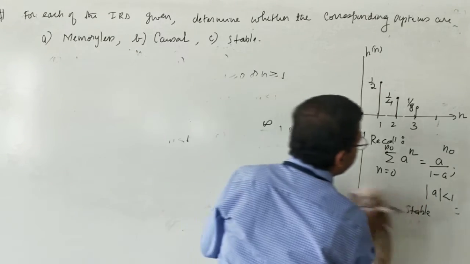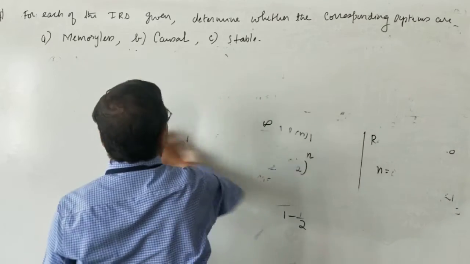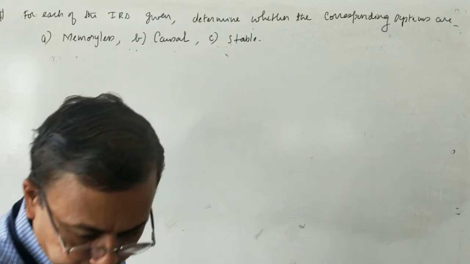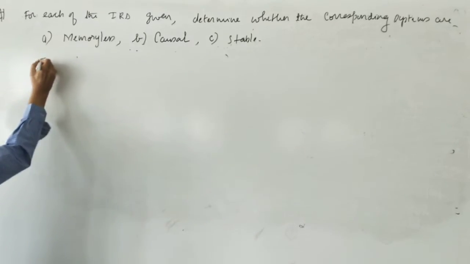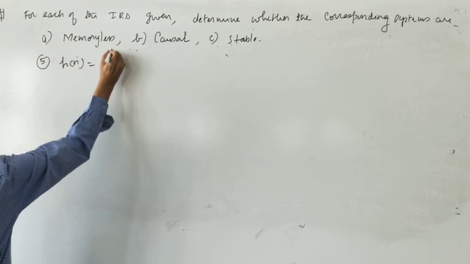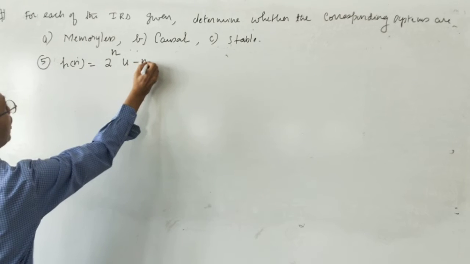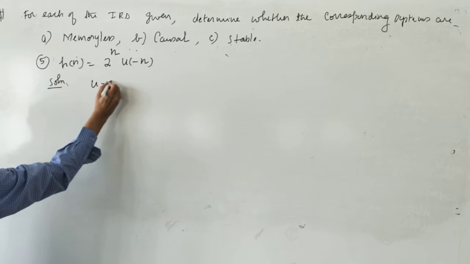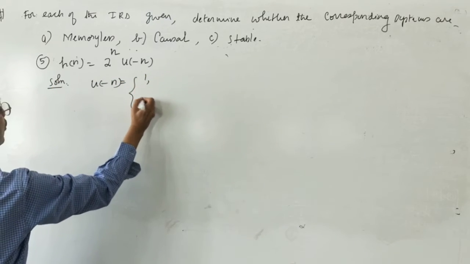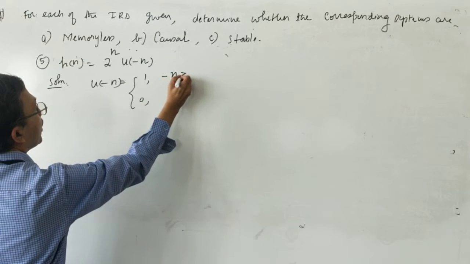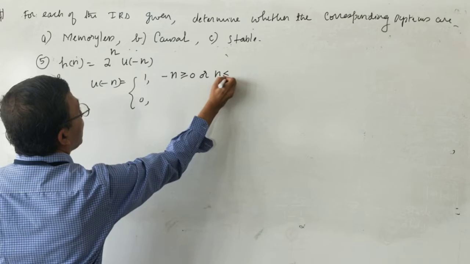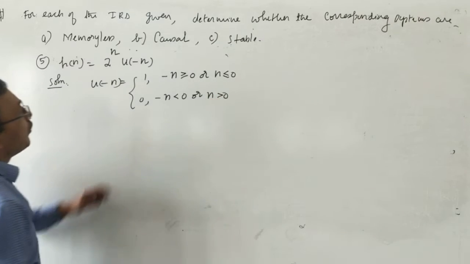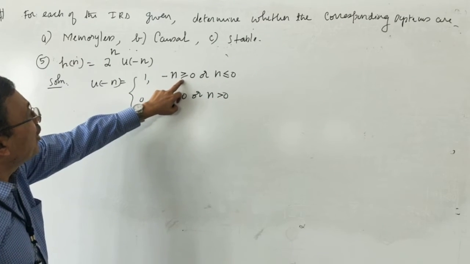Fifth problem. H of n equals 2 to the power n into u of minus n. Solution. U of minus n is either 1 or 0. It is 1 when minus n is greater or equal to 0, or n less than or equal to 0. It is 0 for minus n less than 0, or n greater than 0. When you multiply both sides by minus 1, this inequality will reverse.